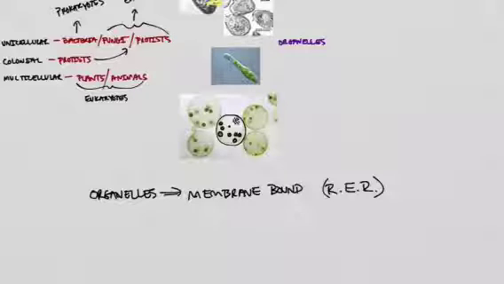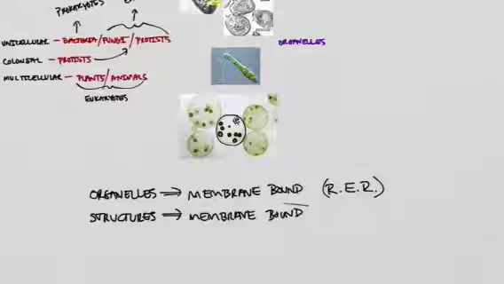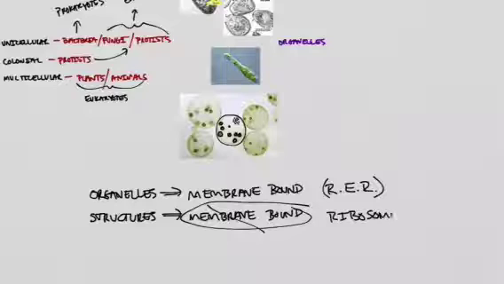The next thing that composes cells are structures. And these are components of the cell that are not membrane-bound. An example of a structure in a cell would be a ribosome. Again, you probably have never heard this word before. It means nothing to you, but I want you to have heard it because we're going to learn about it next week.